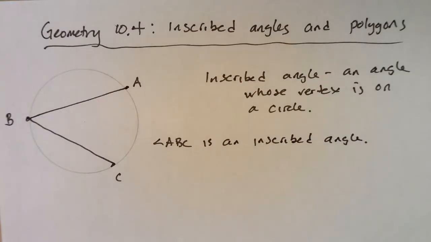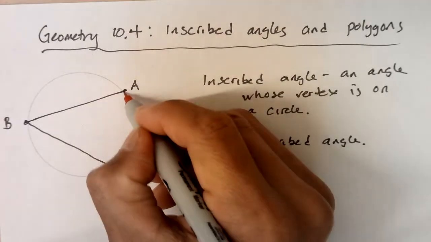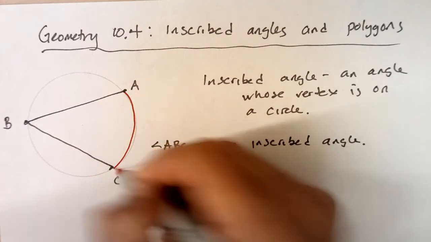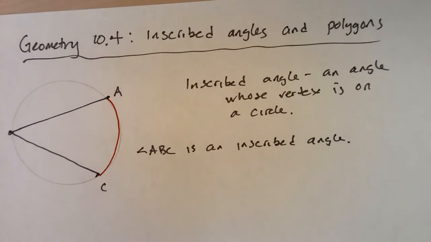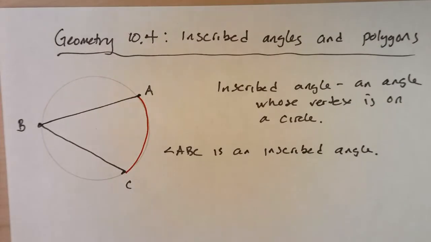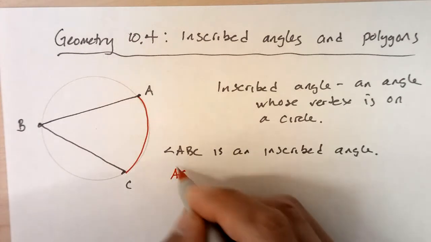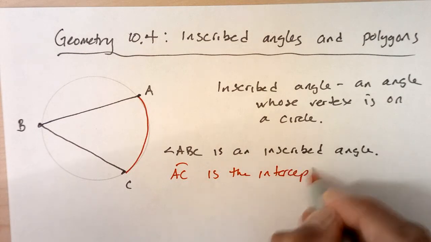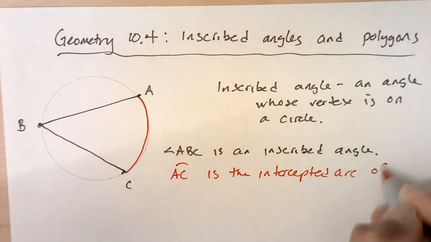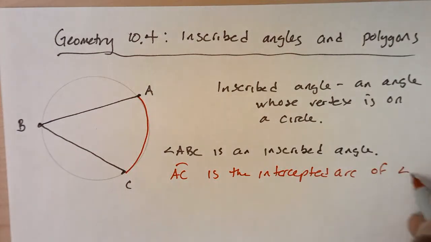And then arc AC right here lies between the sides, or the segments, or I can even make those rays, ray BA and BC, of the inscribed angle. That's what's referred to as the intercepted arc. If something's intercepted, it's like contained within. So arc AC is the intercepted arc of the inscribed angle, of angle ABC.